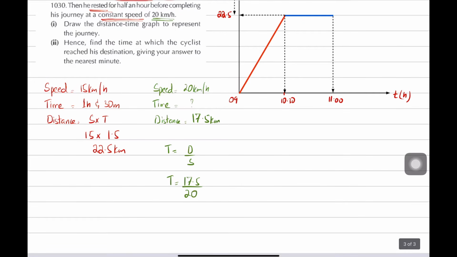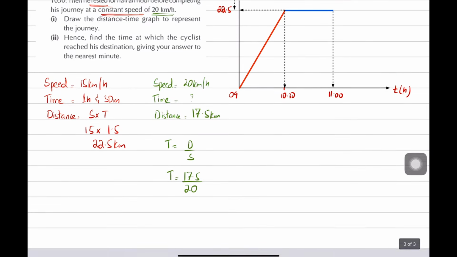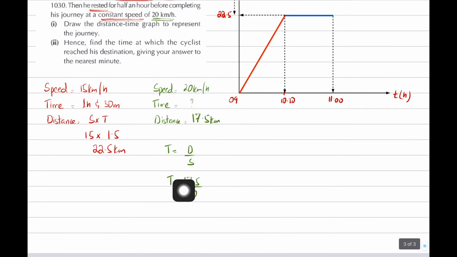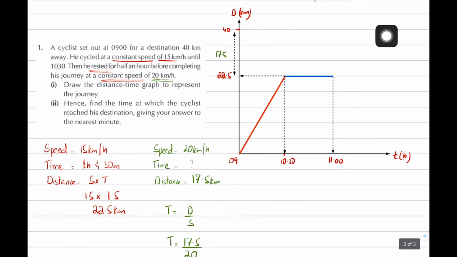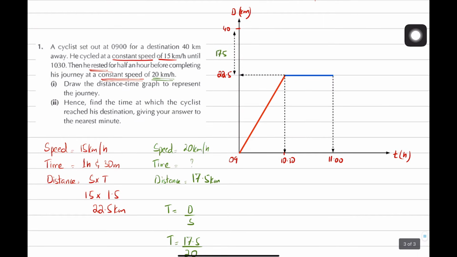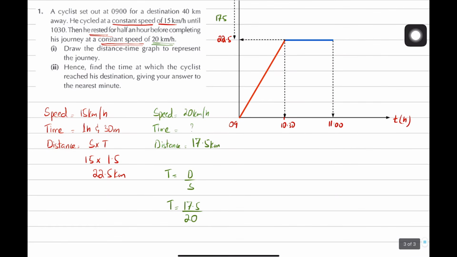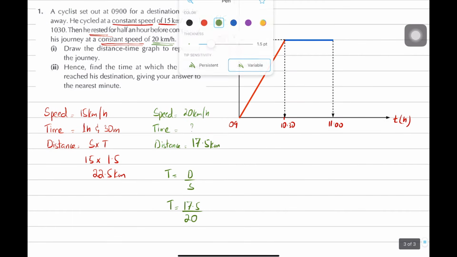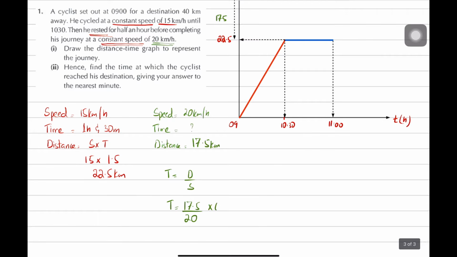Now, here's a small problem, and with practice, you will be able to anticipate this problem. When I work this out, this will give me the time, no doubt, but in hours and in decimals. But here I need to know the actual time, the time that the clock was reading. So what do I need to do? All I have to do is multiply it by 60. 17.5 into 3 is 52.5.